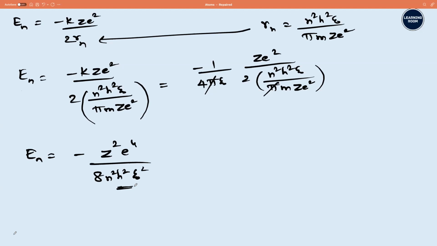Are you guys able to understand this point? So again, when you substitute all the constants in this expression, you will get En is equal to minus 13.6 into Z square divided by n square electron volt. At least this expression you guys remember?